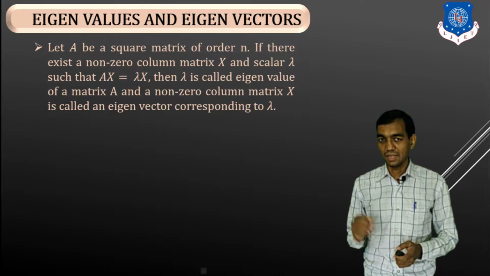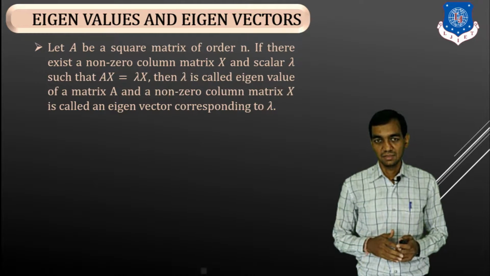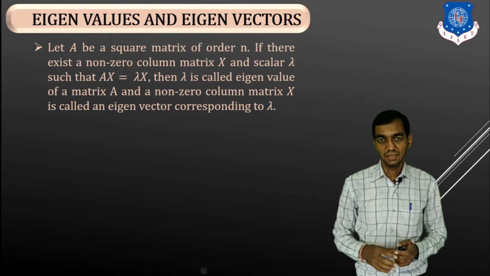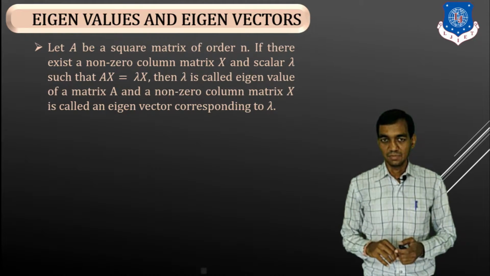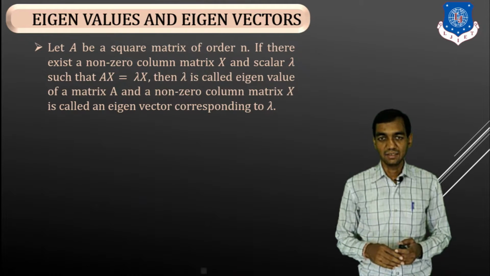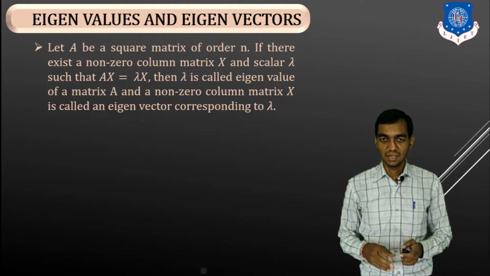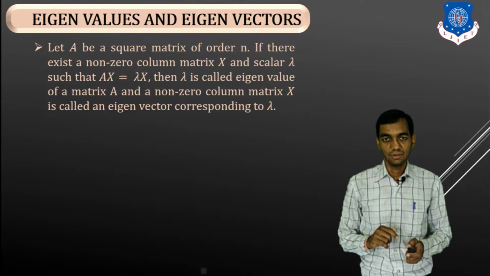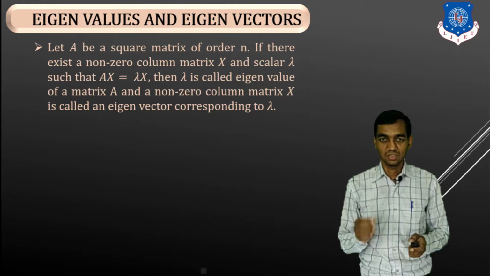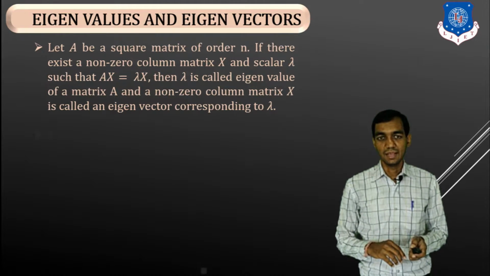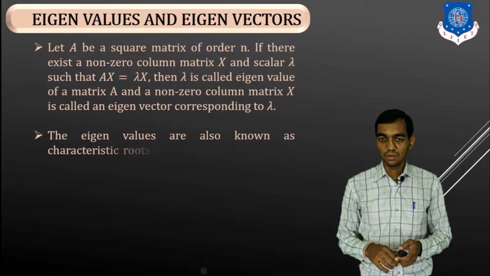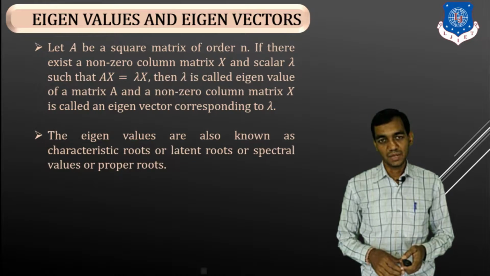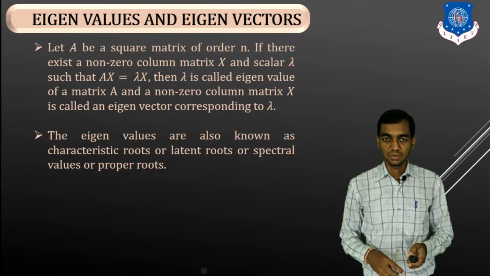That means if you have A into X is equal to lambda into X, where X is any column matrix of n cross 1, then if both values are same, that means AX is a scalar multiple of vector X, then we say that lambda is an eigenvalue. And whatever the vector X we have, it is called the eigenvector corresponding to lambda. Now, the eigenvalues are also known as characteristic roots, latent roots, spectral values or the proper roots.